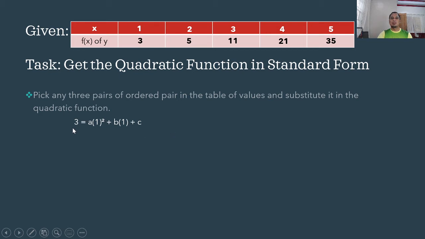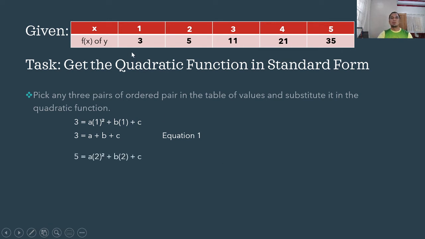So, saan po nanggaling ito? 3 is equal to A, 1 squared plus B, 1 plus C. Yung atin pong quadratic function, ito yung Y or f of x. Ano yun? 3. And then, ang sabi, ax squared. Ano yung value ng x? 1 squared. Plus bx. So, x ulit dito, 1 plus c. Simplifying this, we have here now, 3 is equal to a plus b plus c. And this will give us equation 1.